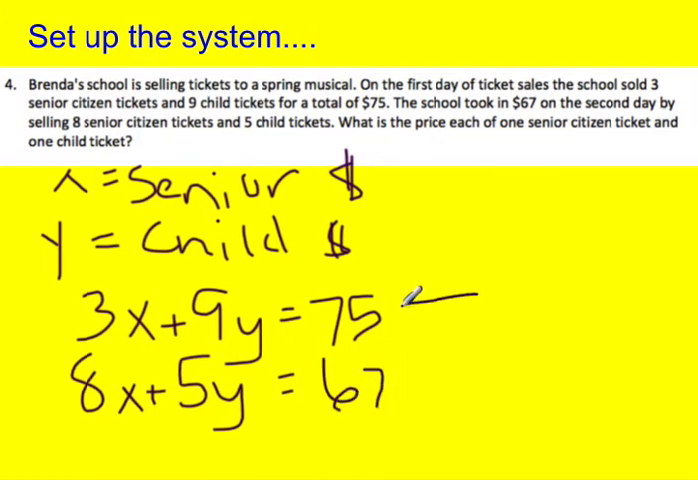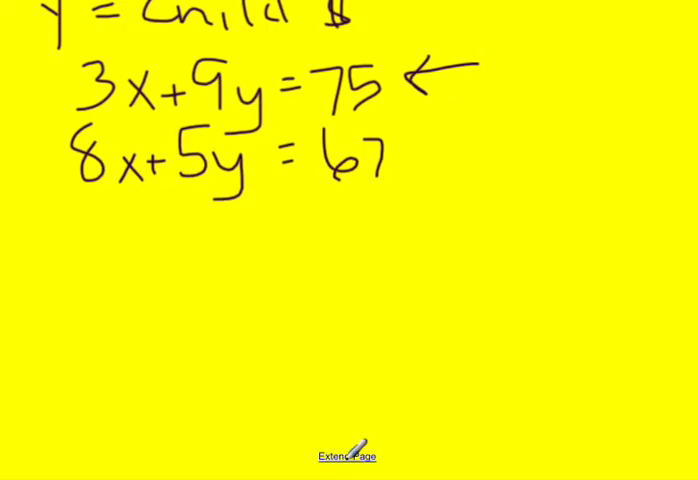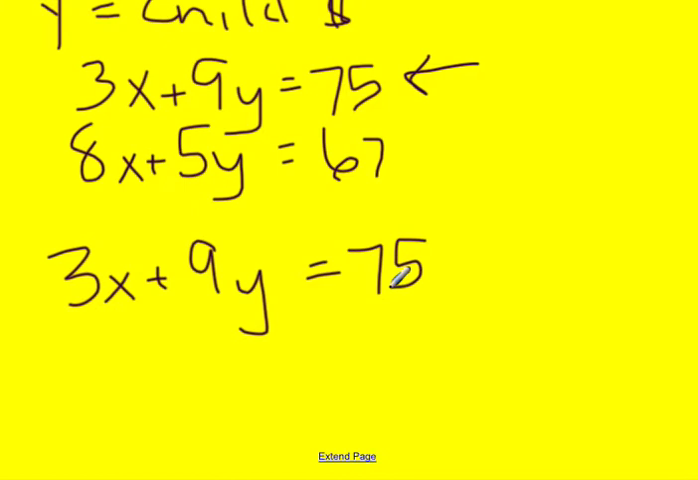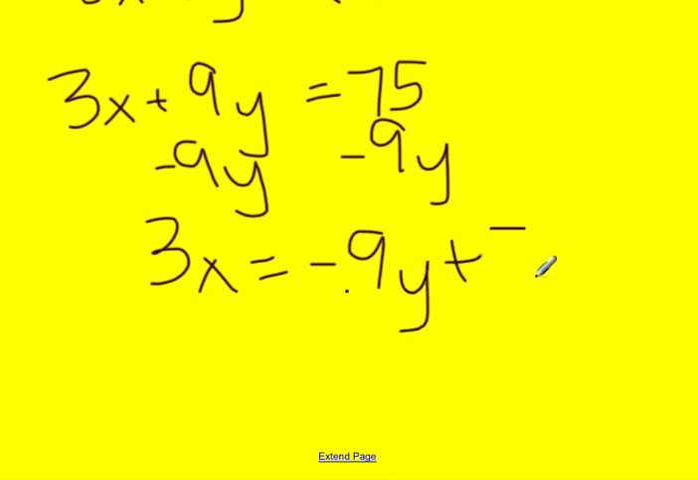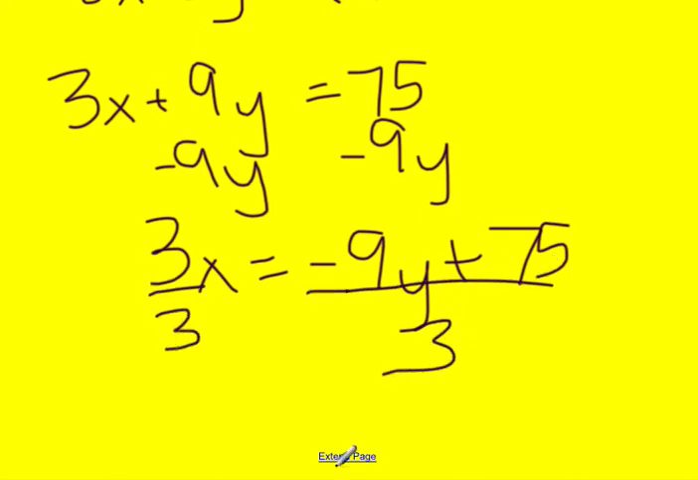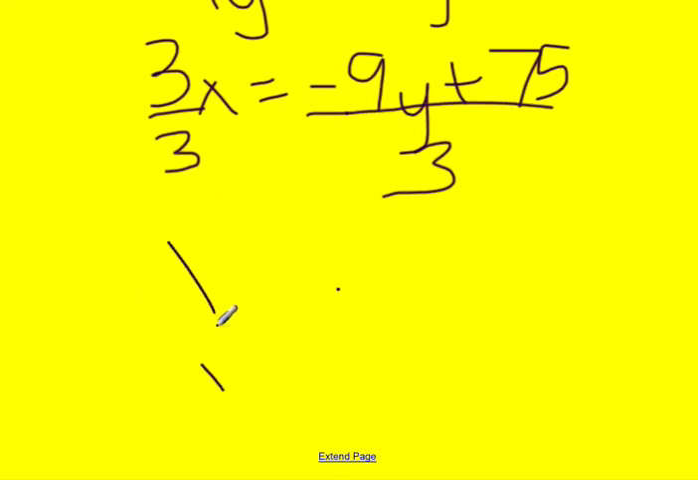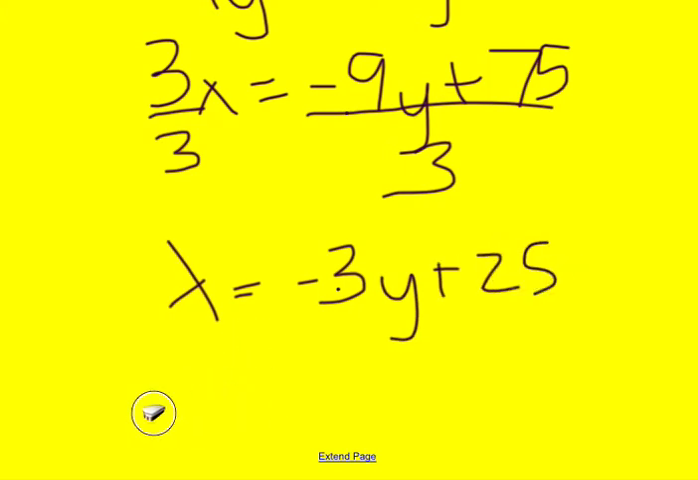So to do this by substitution, I'm going to go ahead and solve that top equation for X. So I have 3X plus 9Y is equal to 75. So the first thing I'm going to do is just subtract 9Y from both sides. When you pick what variable you want to solve for, you want to pick which one is not going to give you a fraction. You can still do it with fractions, but it's definitely a lot harder. So now I'm going to go ahead and divide both sides by 3. So then I get that X is equal to negative 3Y plus 25. So X is equal to that.